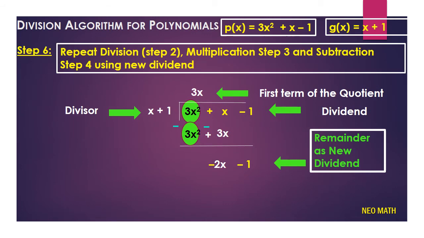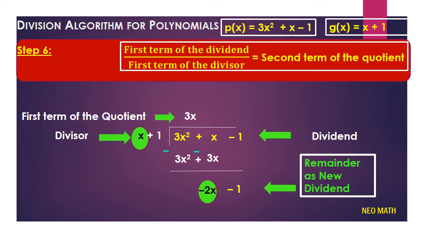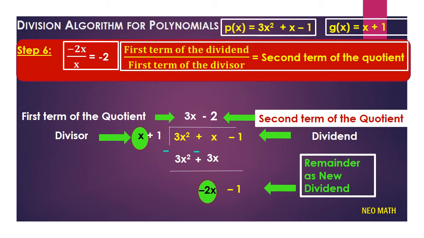Step 6. Repeat division step 2, multiplication step 3 and subtraction step 4 using the new dividend. So step 6: first term of the dividend by first term of the divisor is equal to the second term of the quotient. The first term of the dividend is minus 2x, which is the new dividend, and the first term of the divisor is x. We have to take the same divisor. Minus 2x by x, we get minus 2. So minus 2 is the second term of the quotient.